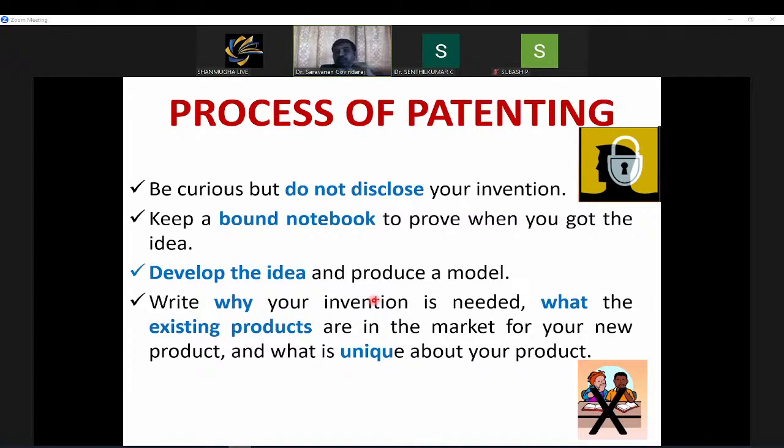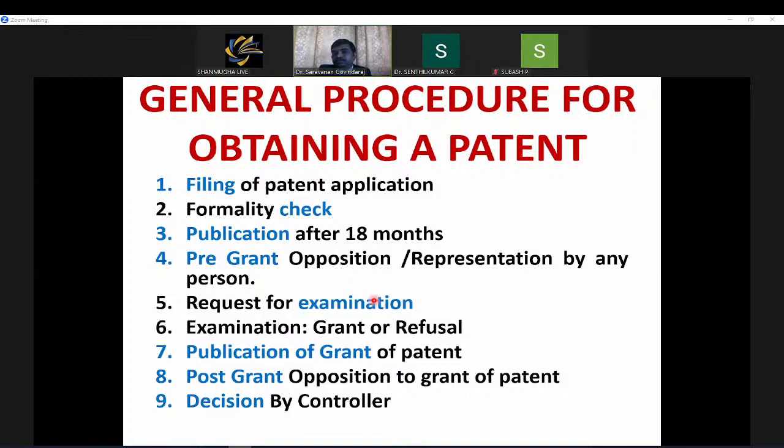So you should ask yourself a question: why is my invention needed? Compared to the existing products, what novelty is there in your new product? If something similar already exists, then what is the novelty? You should ask yourself that. Then these are the 9 steps we should follow when we want to get a patent.